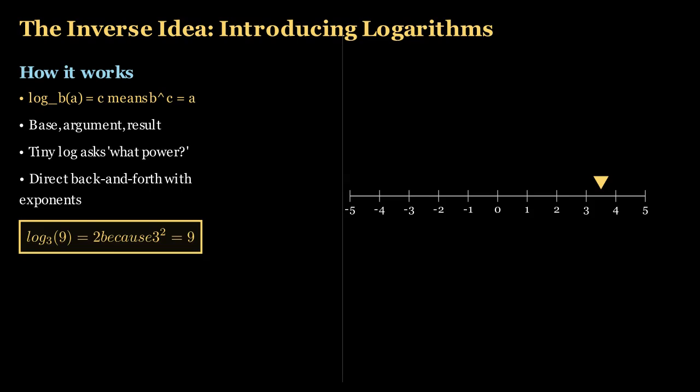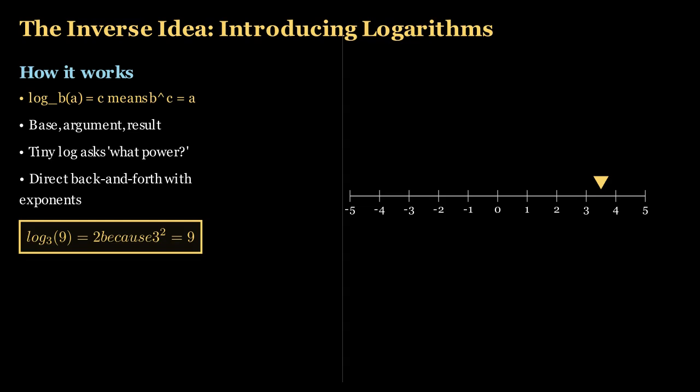Let's use a logarithm to solve a real problem. A single bacterium doubles every hour. How many hours until there are 16 bacteria? We start with 1. After each hour, we multiply by 2. So the number of bacteria is 2 raised to the power of the number of hours. We want to find the exponent when the result is 16.